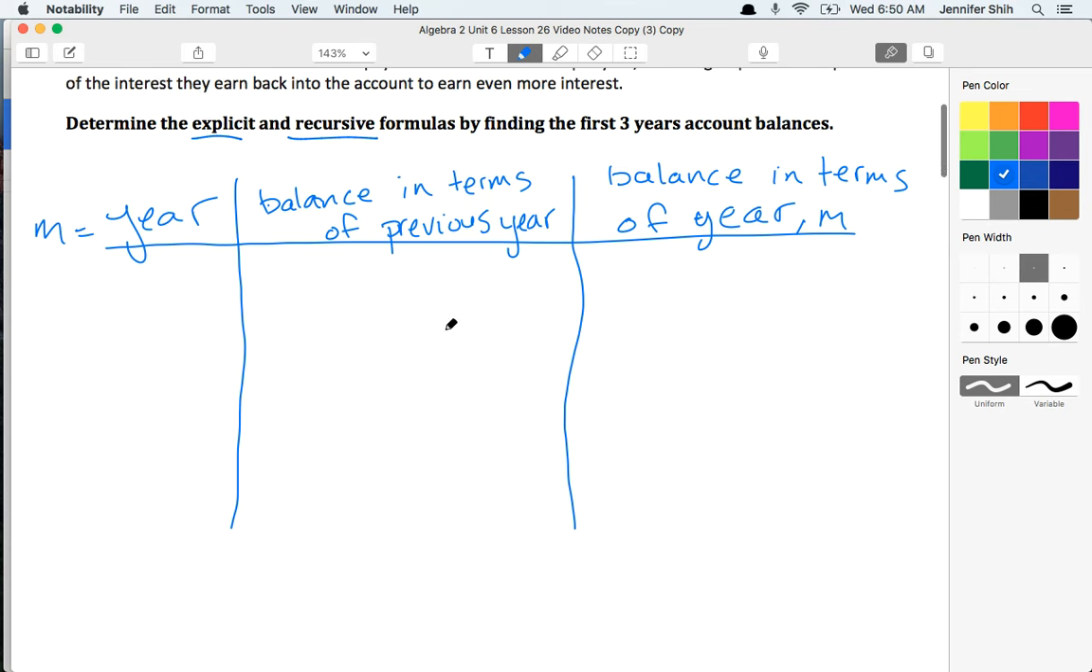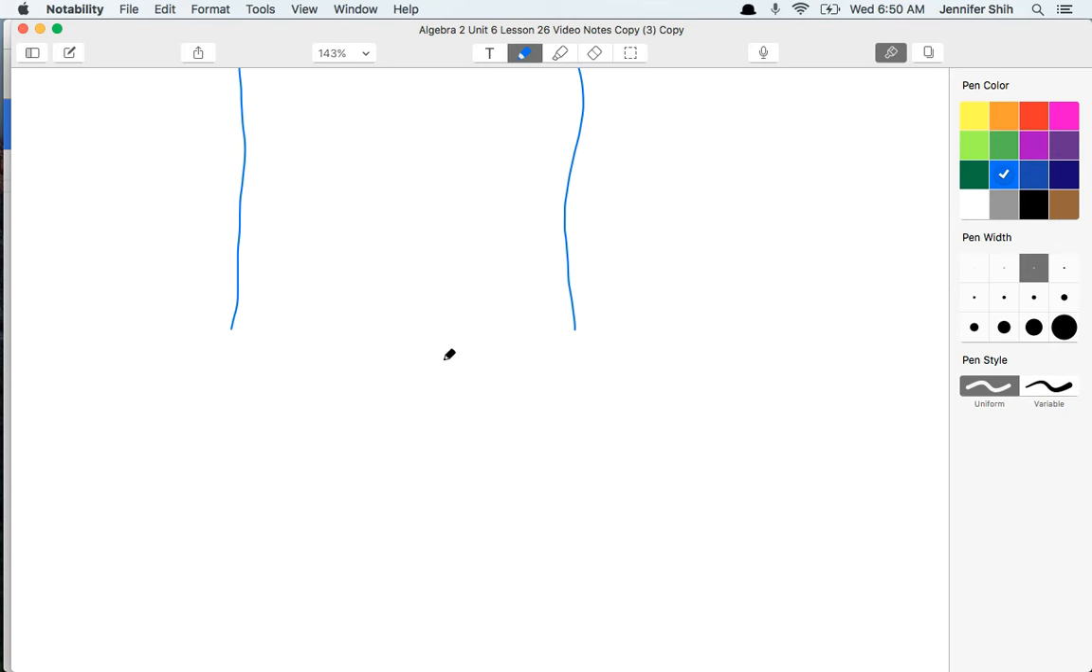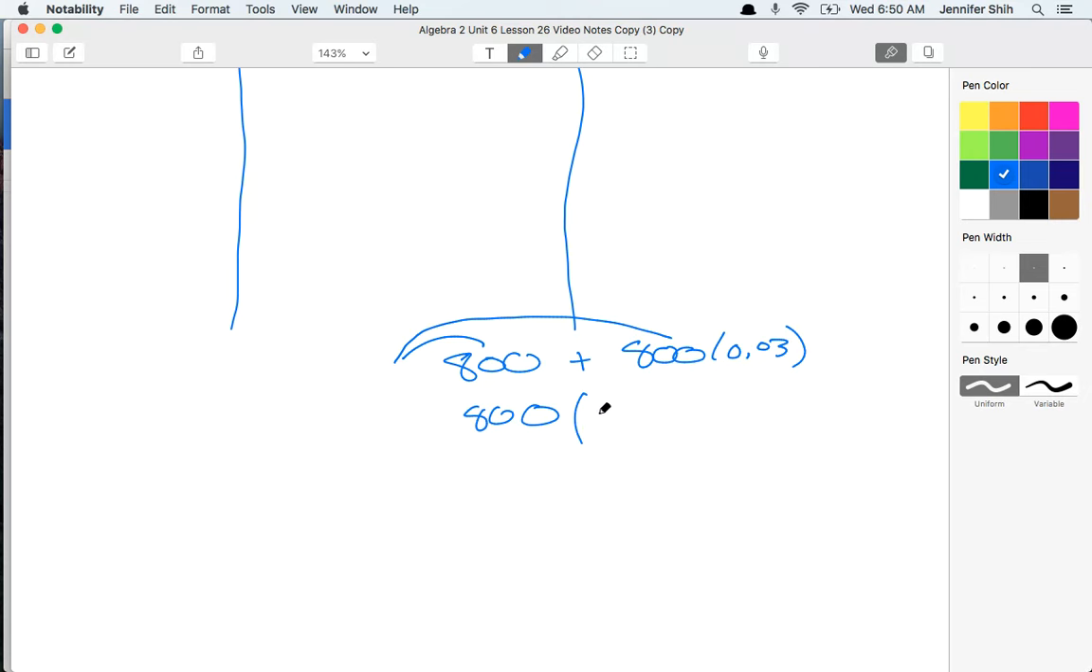Let me tell you how this interest works. We start with $800, and then they're going to add 3% into your bank account. So this is going to end up being, let's factor out 800, 800 times 1 plus 0.03, and it's going to equal 800 times 1.03.